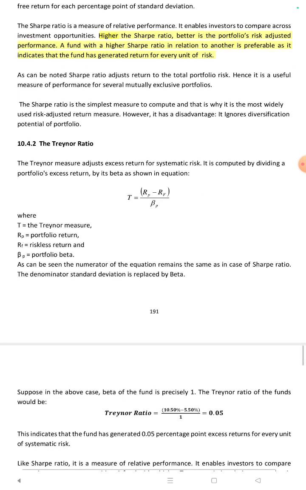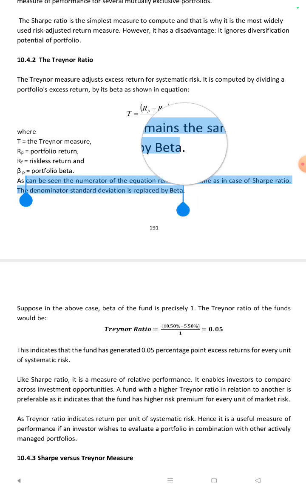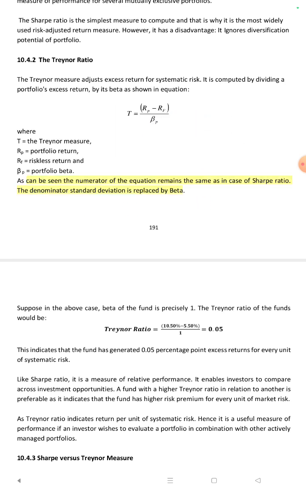As can be seen, the numerator of the equation remains the same as in the case of the Sharpe ratio. The denominator, standard deviation, is replaced by beta.